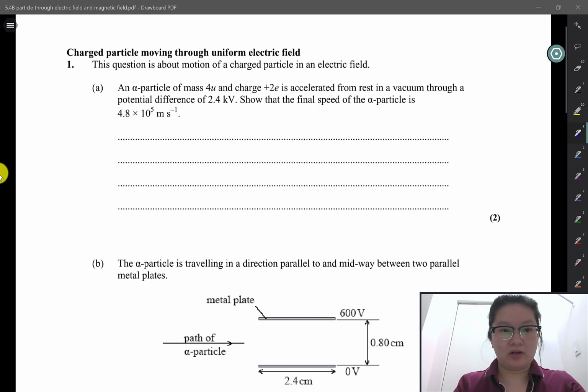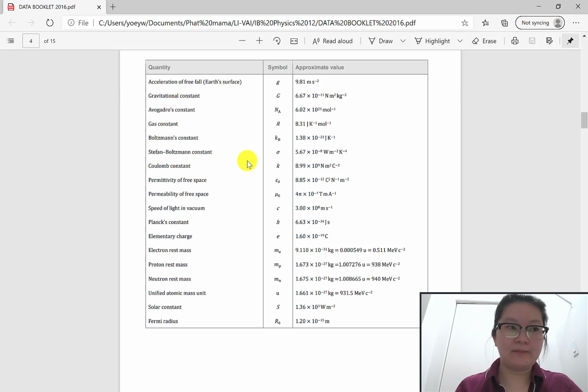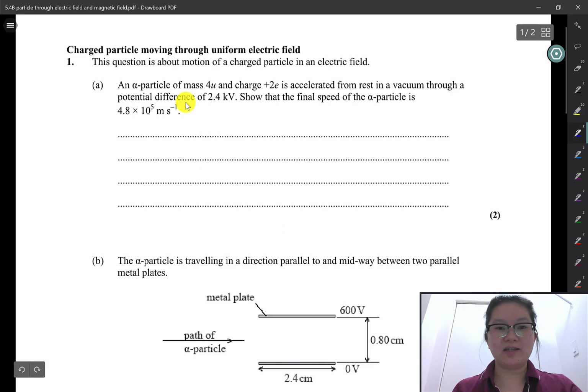An alpha particle of mass 4u, and u is, think of u as a nucleon, kind of like either a proton or a mass of atomic particles. So in your data booklet, you can look it up here. It's called a unified atomic mass unit. So it's the average mass of a proton and a neutron, essentially. So here it is 1.661 times 10 to the power negative 27 kilograms. So it makes sense because an alpha particle is made of 2 protons and 2 neutrons.